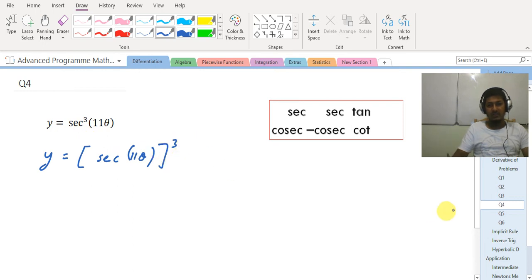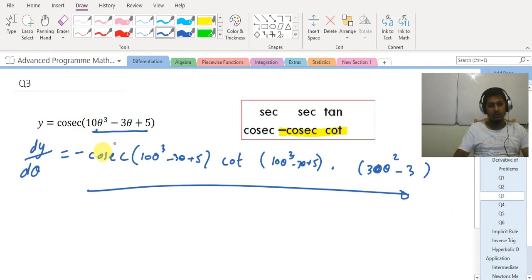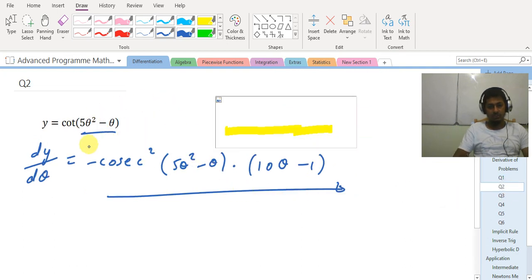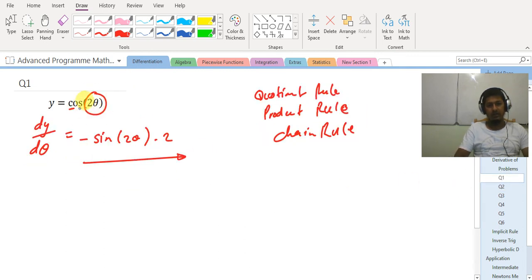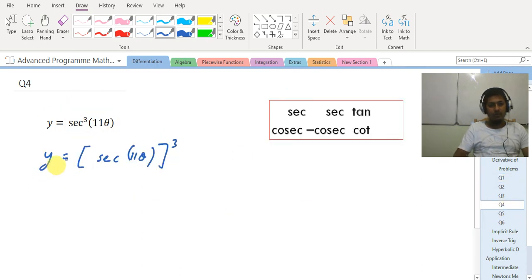See, in the previous problem, question 3, we applied basically the chain rule here as well, because you can make all of this equal to u, right? And then question 2 here, we also applied the chain rule. Question 1 here, we also applied the chain rule. It's more like a composite function, right? Now, if you're looking at this example over here, we got y is equal to (sec 11θ) all cubed.